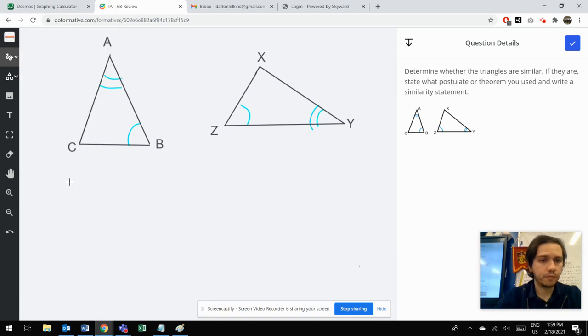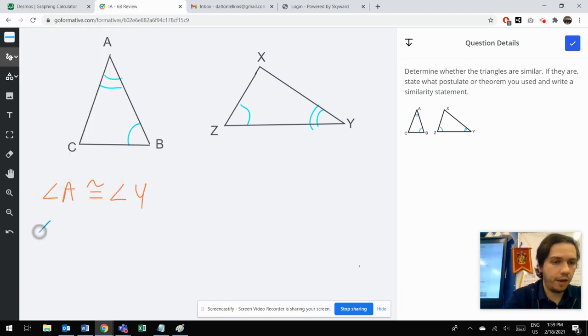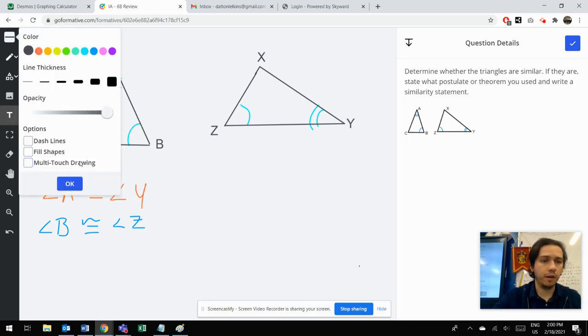We will say that angle A is congruent to angle Y. Okay, so that's the first statement. And then we also have angle B is congruent, that's what that symbol means, the little equals sign with the squiggly on top of it means congruent. It means they have the same measure. So angle B is congruent to angle Z. Okay, so what we have are two angles that are congruent. On each triangle, there's two pairs.